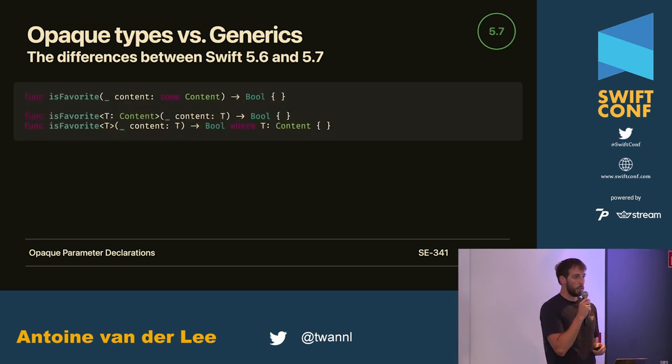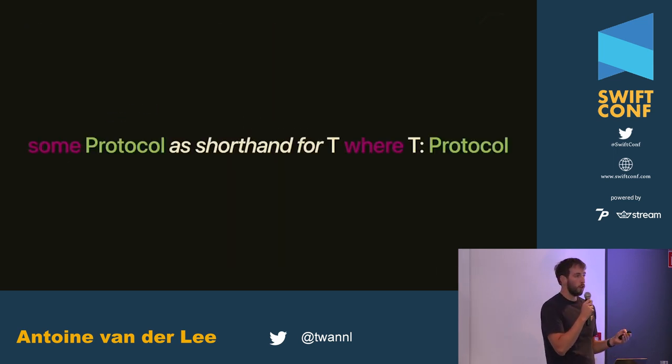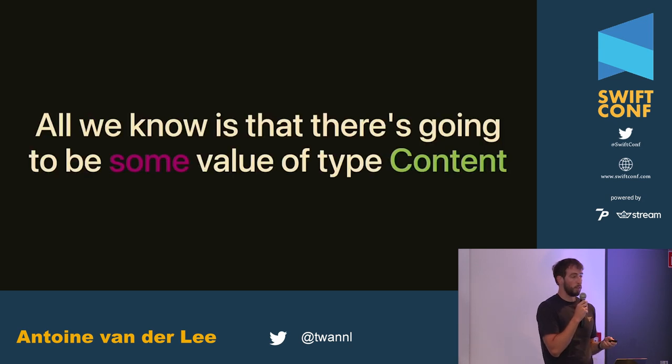And if we compare this, these basically do the same. And in a way, it's a pity that we are more experienced developers, or at least maybe you're just getting started. If so, I believe it's easier to get your head around the some, right? Because you don't have to forget about the previous way of writing, but you can basically say that some protocol stands as a shorthand for T, where T conforms to protocol. And all we know is there's going to be some type conforming to that protocol, right? So that's basically how you should read it.